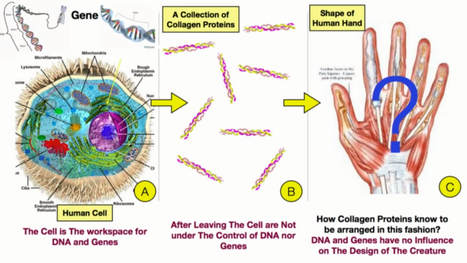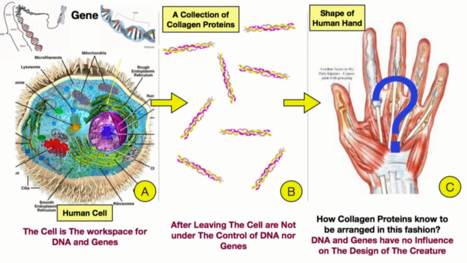On the left, we have the cell, which is the workspace of genes and DNA, meaning that genes and DNA can only work within the cell. When the DNA is read, proteins are produced, and they are excreted outside of the cell. Let's take the collagen protein as an example. As you can see in the middle, we have millions and millions of collagen proteins outside of the cell, and they are no longer under the control of the genes and DNA.